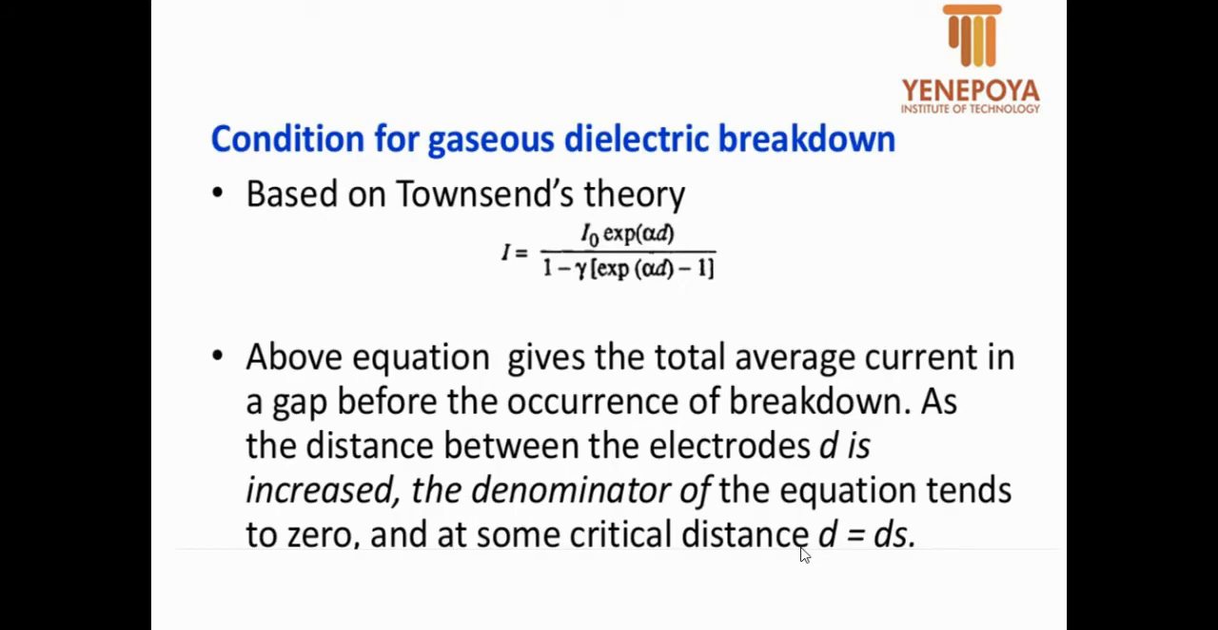What is the condition for gaseous dielectric breakdown? Based on the Townsend theory, I is I naught exponential alpha D divided by 1 minus gamma into exponential alpha D minus 1. The above equation gives the total average current in the gap before the occurrence of breakdown. As the distance between the electrodes D is increased, the denominator of the equation tends to 0, and at the critical distance, D is equal to ds.